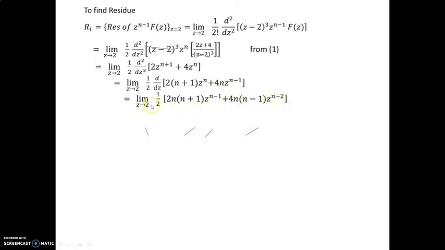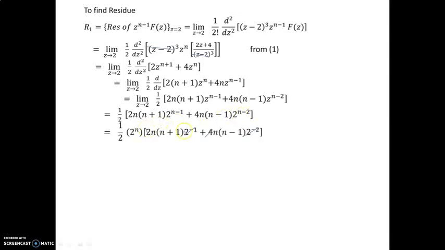Next, applying the limit, in place of z put 2, we get 1 by 2, 2n(n+1) 2^(n-1) plus 4n(n-1) 2^(n-2). Simplifying, taking out the common term 2^n, we get 2n(n+1) 2^(-1) plus 4n(n-1) 2^(-2). 2 and 2^(-1) cancel, and 4 and 2^(-2) also cancel. We get 1 by 2 into 2^n.